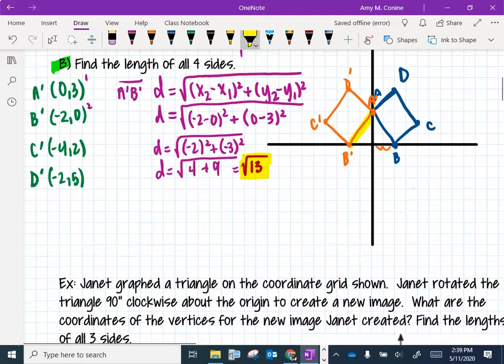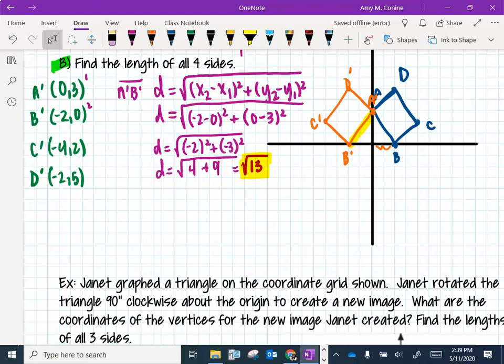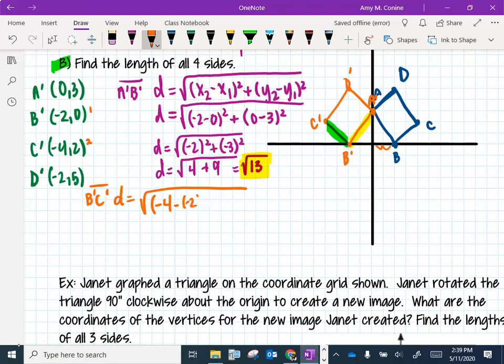Okay, so we're going to do this same stuff with our next segment. I'm going to highlight that in green. So we're going to find the length of B prime, C prime. I'll do that in orange over here. So B prime, C prime, the length of that. For the distance, you need to decide which one you want to be first and second. I'm just going to do B prime is 1 and C prime is 2. So my x value is -4 minus a -2, whole thing squared, plus 2, this is my y coordinates now, subtracting, whole thing squared. Okay?